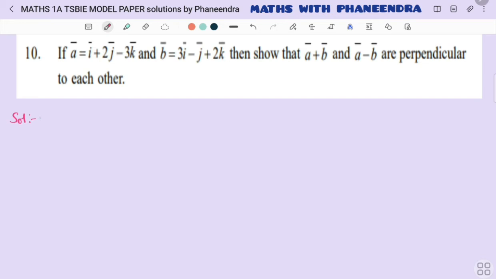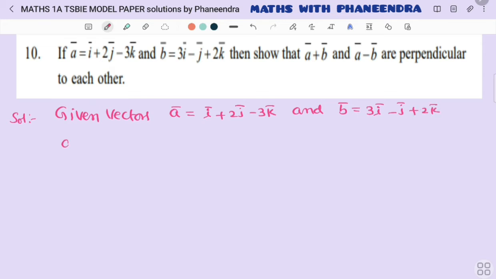In this question number 10, given a bar, b bar, show that a bar plus b bar and a bar minus b bar are perpendicular to each other. To show the given vectors are perpendicular, the dot product should be equal to 0. So if you prove that the dot product of the respective vectors is 0, then the vectors are perpendicular. So first, given vectors a bar equal to i plus 2j minus 3k and b bar equal to 3i minus j plus 2k.